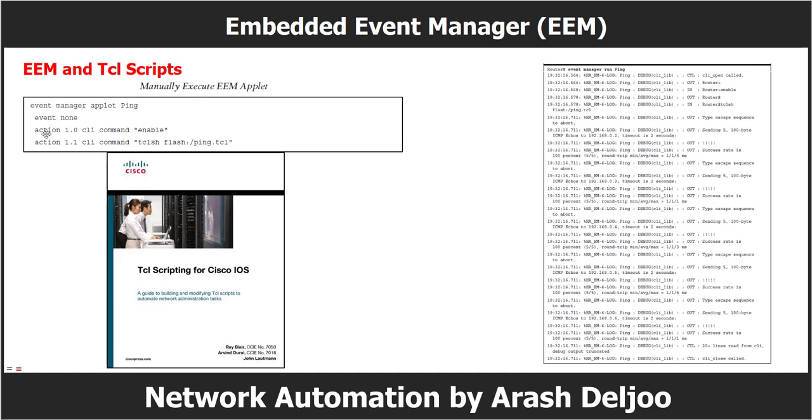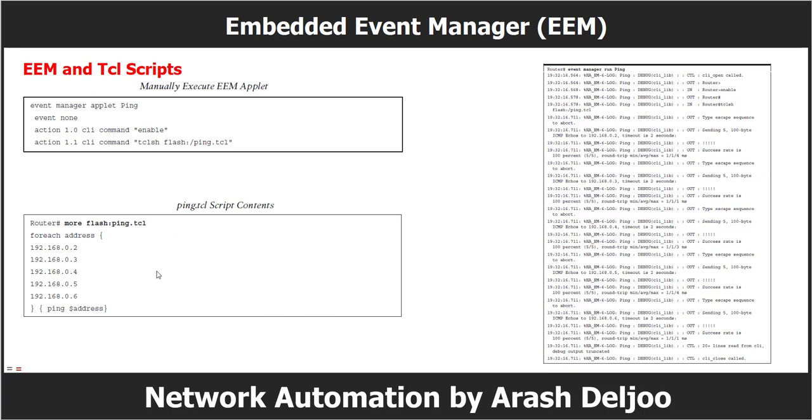And after running it, you will see the first action, action 1.0 CLI command enable, action 1.1 CLI command tclsh flash: slash ping.tcl. Actually, it means that please run this TCL. And after that, here we can see the result of this, for example, TCL script.